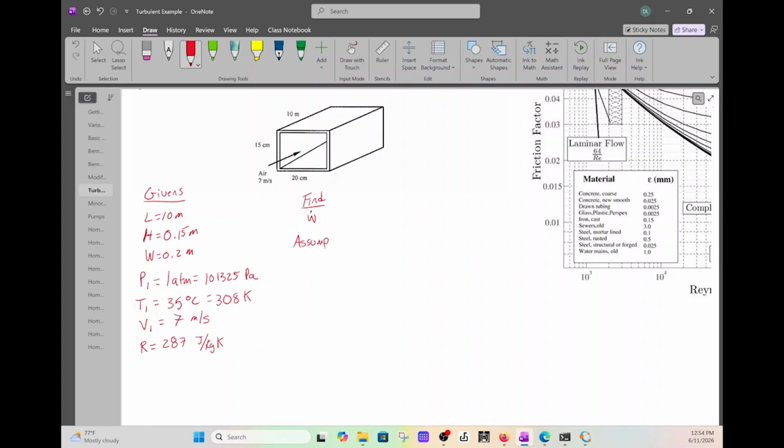Assumptions. Number 1, steady state. Number 2, incompressible. Number 3, air is ideal, so we can use the ideal gas equation. Number 4, there's no pumps or turbines in this section. And number 5, we're going to neglect entrance effects.